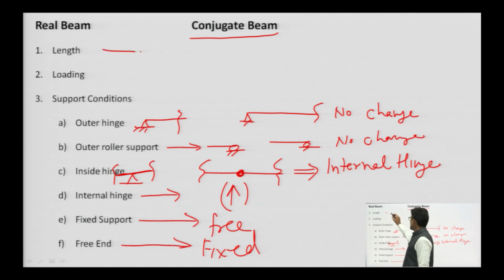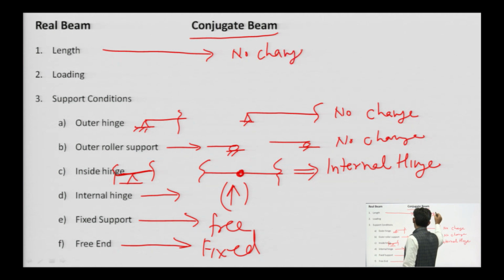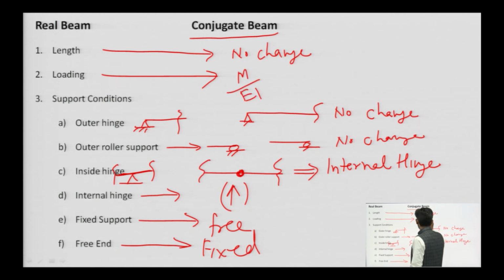Length is not going to change, no change, same length. The loading is replaced by M by EI. So, this is the conjugate beam.